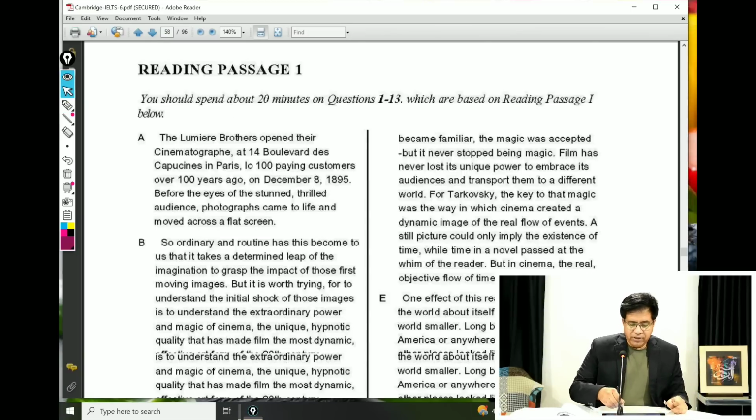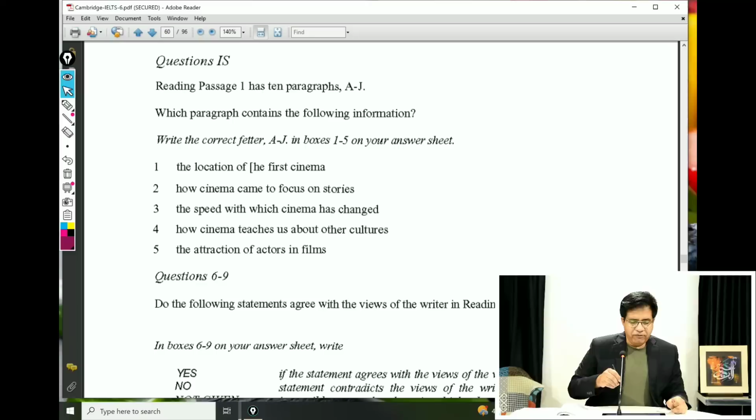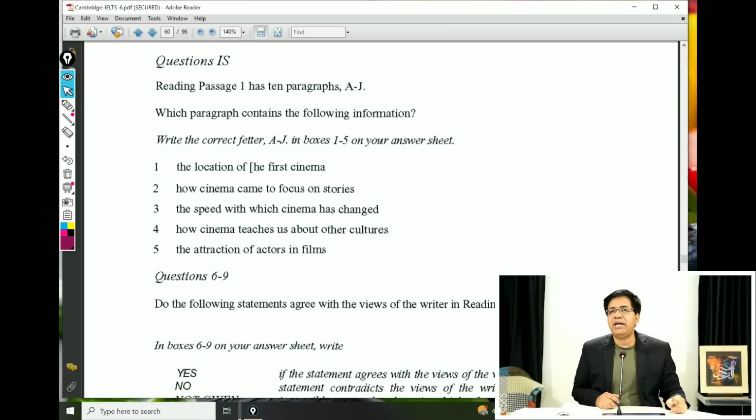Right after this, you will come to questions, because sometimes if the passage does not give you any understanding, you can come to questions, because questions are the summary of the passage. So they will give you some good understanding of the passage.